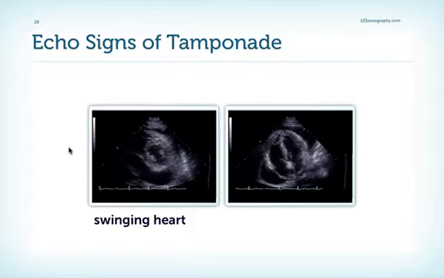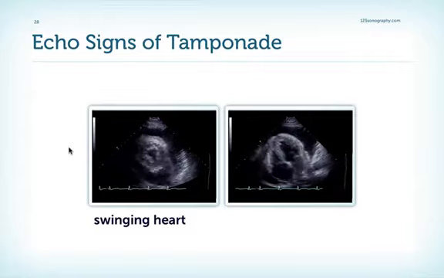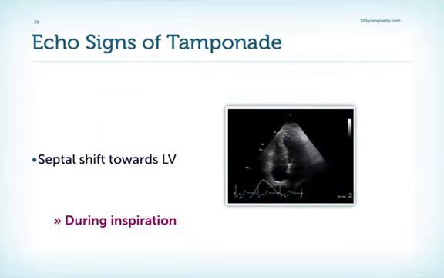In this setting, you will very frequently have some form of hemodynamic significance. Of all the different echo signs in tamponade, I still believe that the abnormal interventricular motion, which reflects the interventricular dependence, is the strongest sign for tamponade.